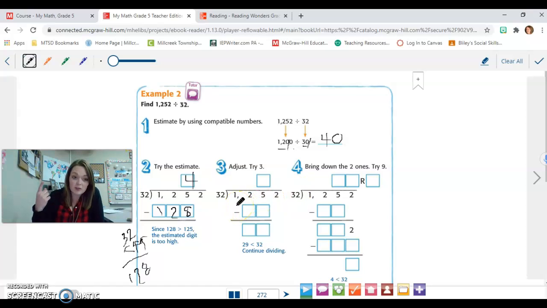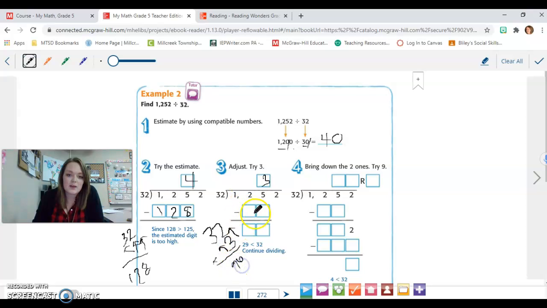So in this case, instead of going up, we're going to go down because our number is too big. So we're going to try a 3. So we have 3 times 32. So Mrs. Wiley's going to write it down here. 32 times 3. 3 times 2 gives me 6. 3 times 3 gives me 9. 96. Okay, that works. 125 is bigger than 96.